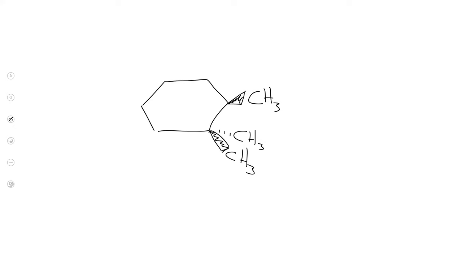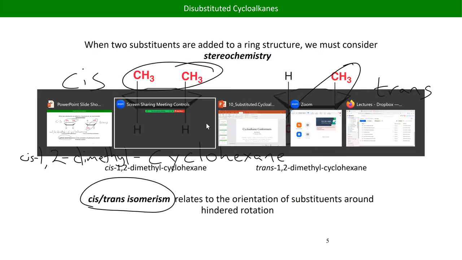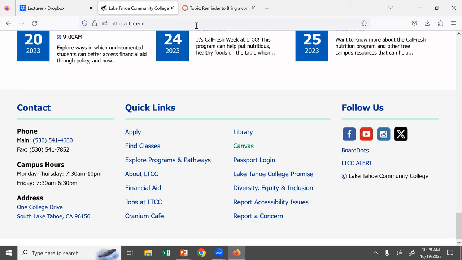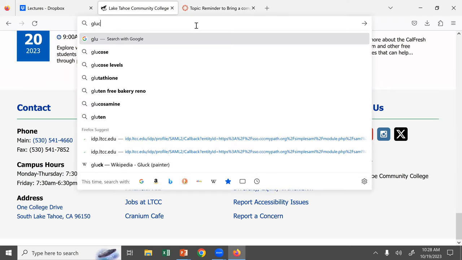This is actually a little bit more common, to have two of the same substituent on the same carbon, where you actually lose the cis-trans isomerism rather than having them all spread out. And actually, yeah, pretty closely, if you look at the 3D structure for glucose.